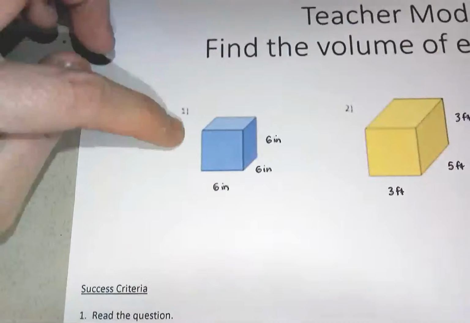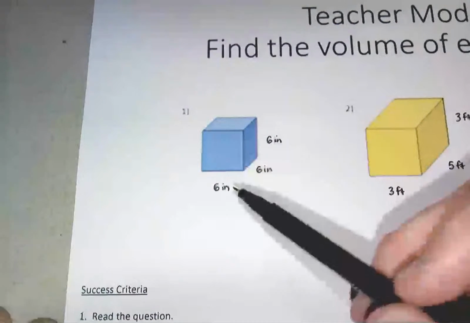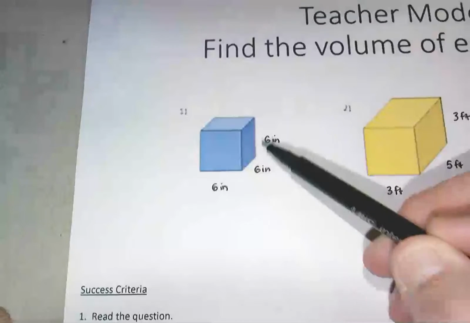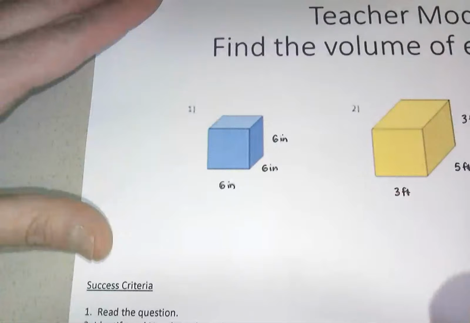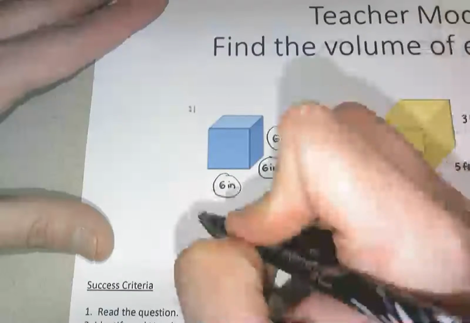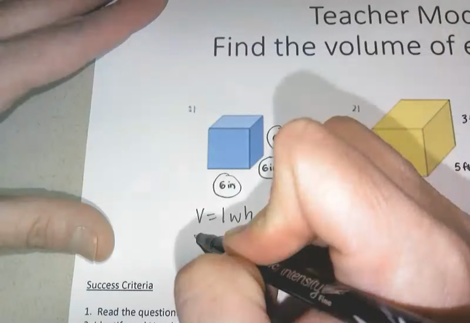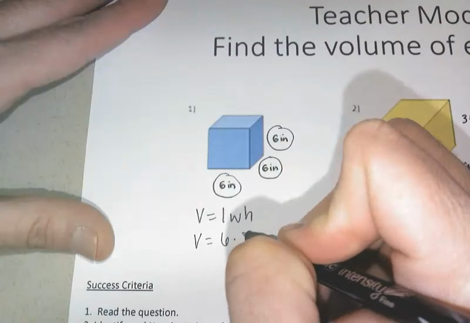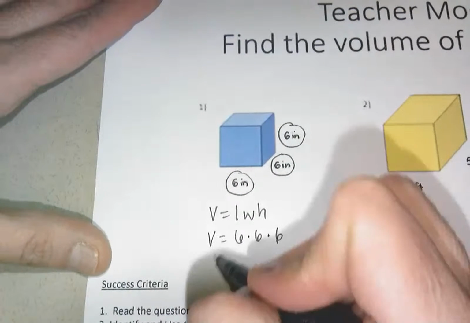Okay, our first picture here is a cube. And I notice that they all have the number 6. So I will, let me circle my numbers. That helps me identify my volume. So volume equals 6 times 6 times 6. So I'm going to write volume again.